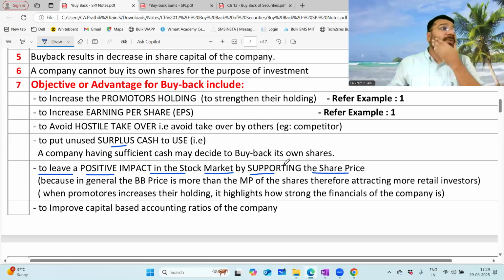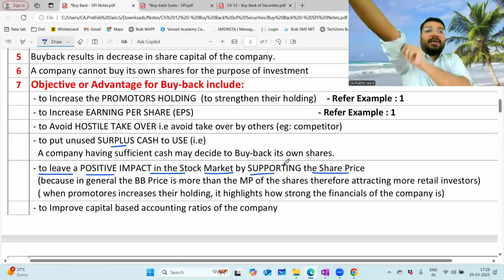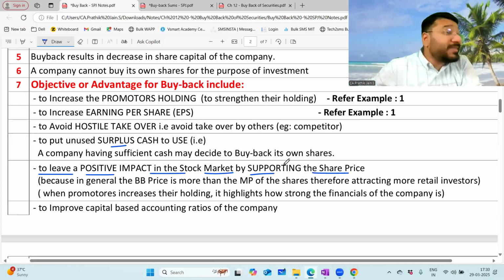Now listen to me very carefully. This is in line with what he asked. What question did Balaji ask? Balaji is asking, sir, you want to buy back the shares. What if the other person doesn't want to sell his shares?